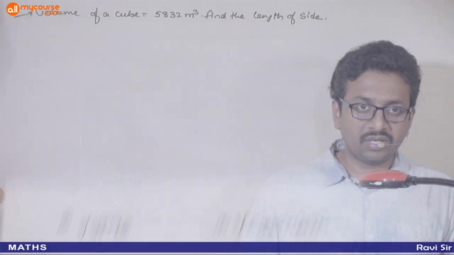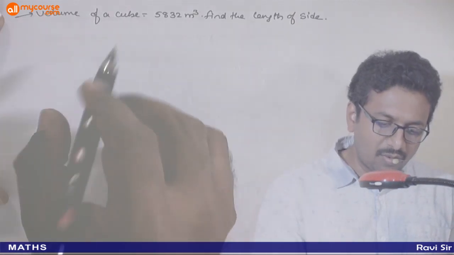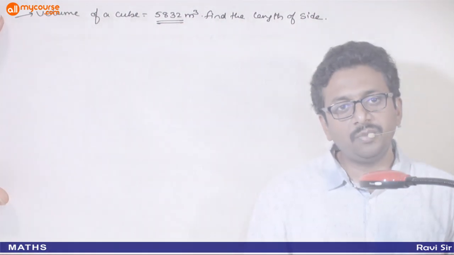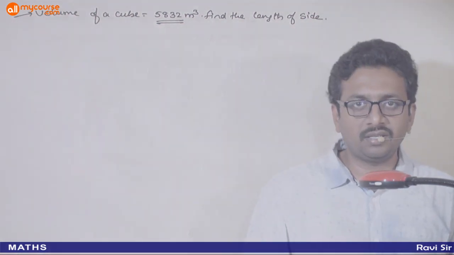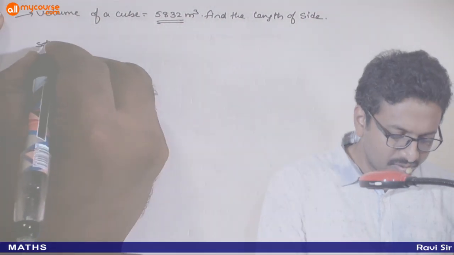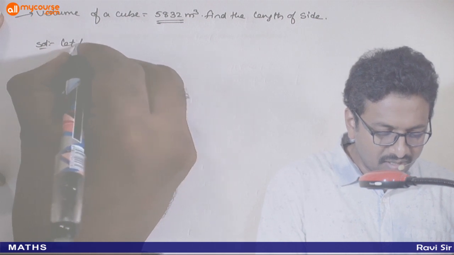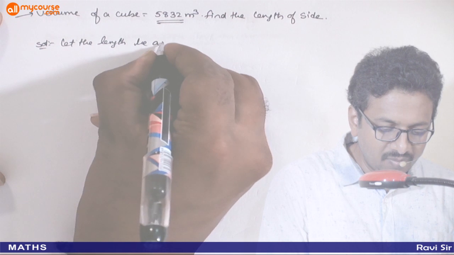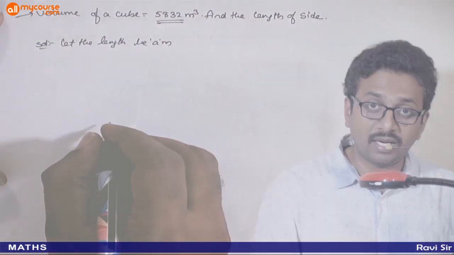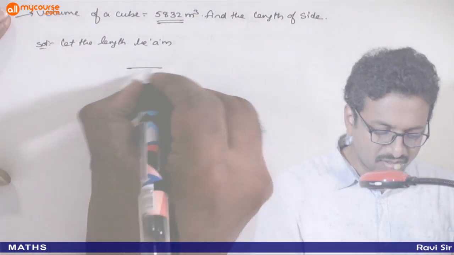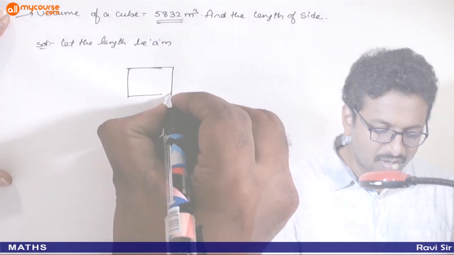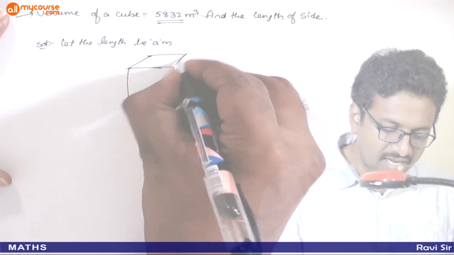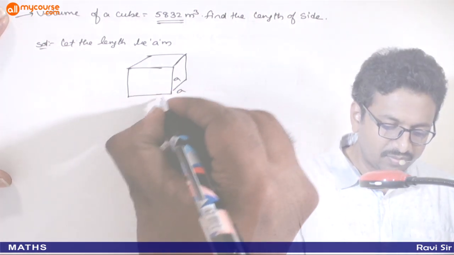अगर next question गया तो volume of a cube is 5832 meter cube. What is the length of this side? Again simple question. Let the length be a meters. So we have a cube of side length which is a.